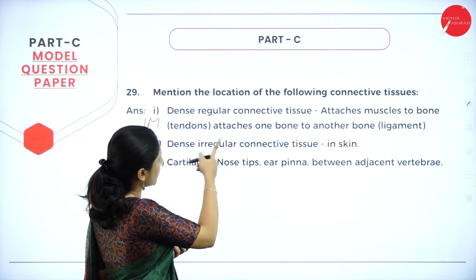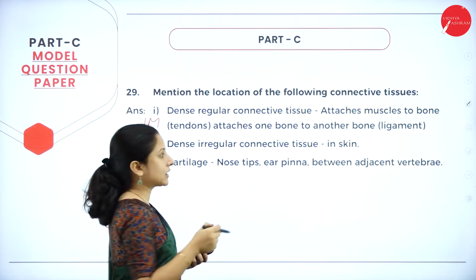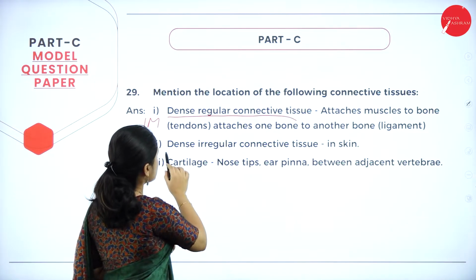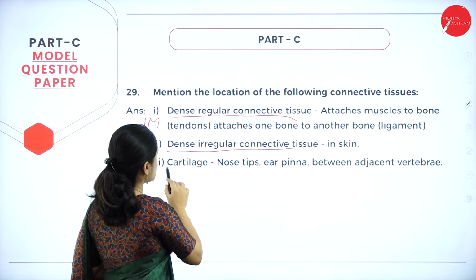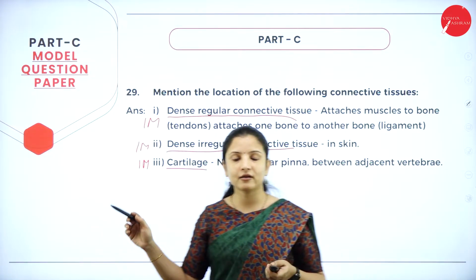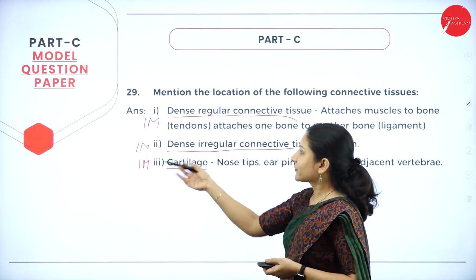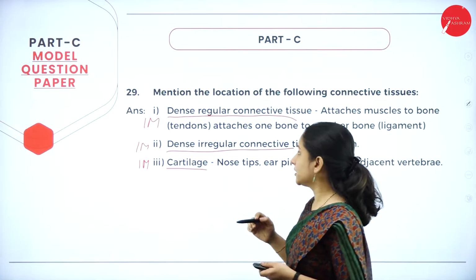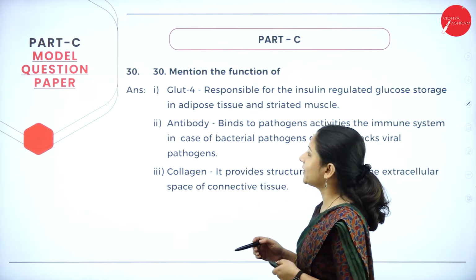What they have asked is: mention the location of the following connective tissues, that is, the location of dense regular connective tissue, dense irregular connective tissue and the cartilage. So if you write their locations, these three will each carry 1 mark. Therefore, you will get 3 marks here.